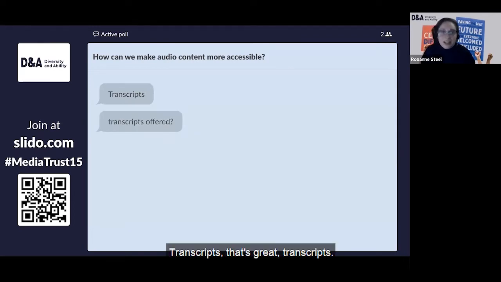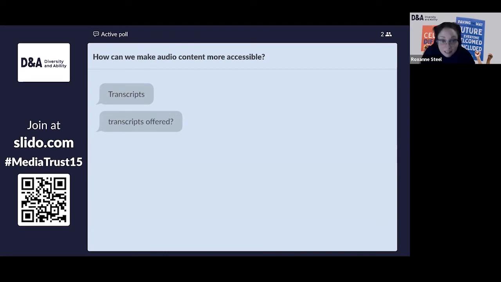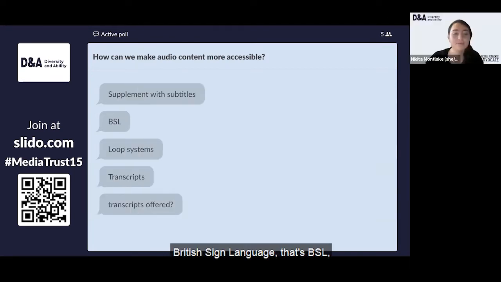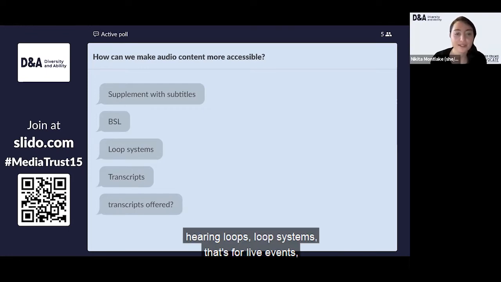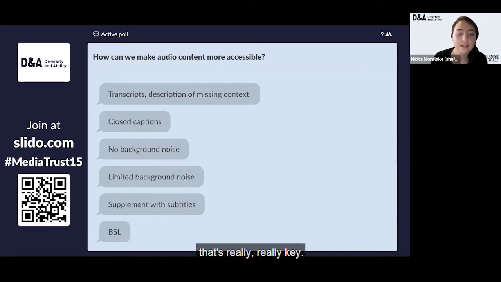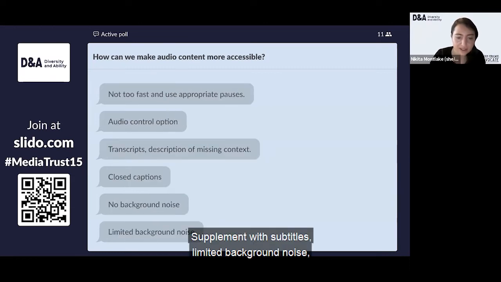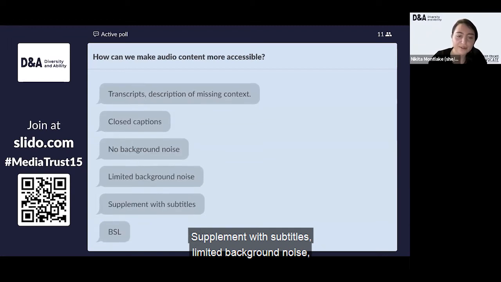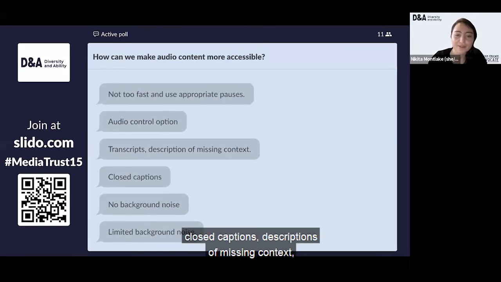Transcripts, that's great. Perfect. Yep. British Sign Language, that's BSL. Hearing loops, loop systems, that's for live events. That's really, really key. Supplement with subtitles, limited background noise, closed captions, descriptions of missing context, audio control options.